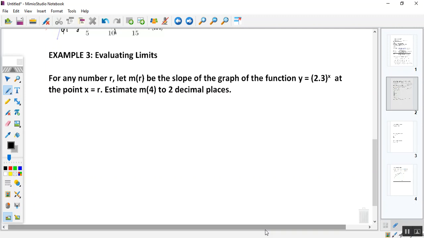Evaluating what, kids? Limits. This is where things get so cool, okay? It says for any real number r, let mr be the slope of the graph of the function for y equals what? It says estimate what? What this is really saying is give me an estimate on the slope.